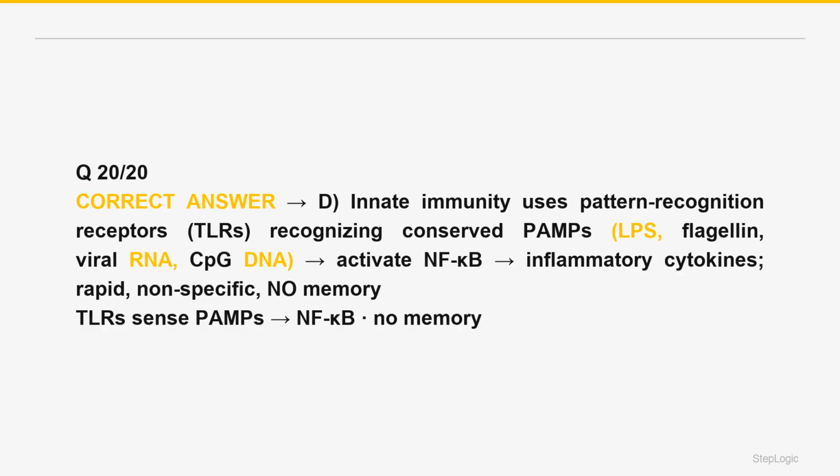viral double-stranded and single-stranded RNA and unmethylated CpG DNA by endosomal TLRs 3, 7, 8, 9, and peptidoglycan and lipopeptides by TLR2. Engagement triggers intracellular signaling that activates the transcription factor NF-kappa B, driving production of inflammatory cytokines TNF, IL-1, IL-6, and interferons, and recruiting the response. Crucially, innate immunity is rapid, non-specific, and has no immunologic memory. That is the adaptive system's hallmark, though innate immunity instructs and activates adaptive immunity. Pattern recognition TLR sensing of conserved PAMPs via NF-kappa B without memory is correct.